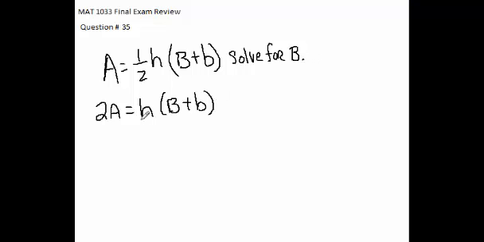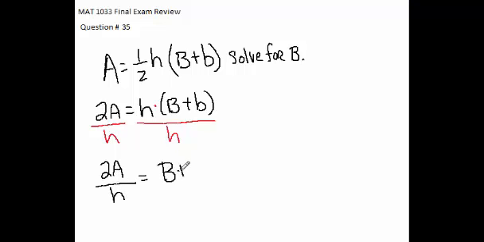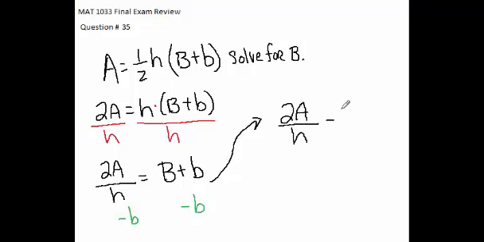To get big B alone, we could divide by h on both sides, because h is a factor of the right hand side, so I could certainly make that my next step. 2a divided by h is equal to capital B plus lowercase b. And then the only other step I'd have to do would be to subtract the lowercase b from both sides, and then my capital B would be isolated. So I've got 2a over h minus lowercase b is equal to uppercase B, and my formula is now solved for B.